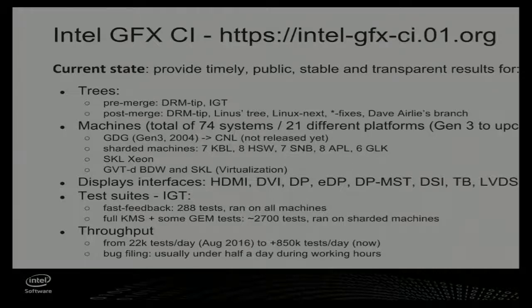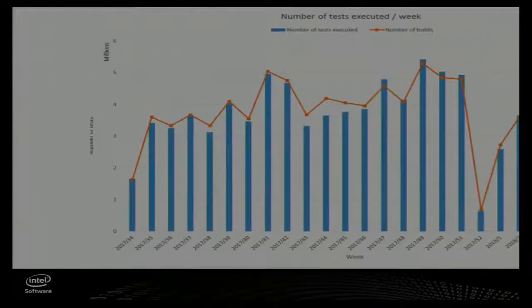Okay, and we file the bugs for all the issues we find in the CI usually under half a day. So if there's something new, it gets filed during the workday in less than 4 hours. So that's a pretty good result.